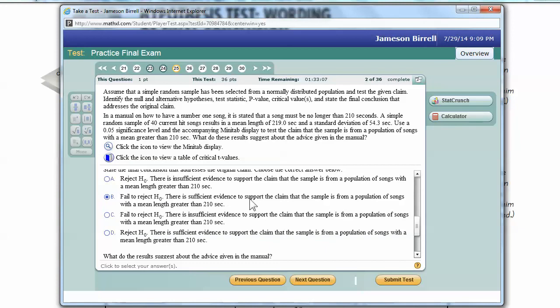So there is sufficient evidence to support the claim that the sample is from a population of songs with a mean length greater than. No, the claim wasn't even that it was greater than. So maybe I should read this. There is insufficient evidence to support the claim that blah blah blah with a mean greater than. Did I mean it wrong or read it wrong? Yeah, right.